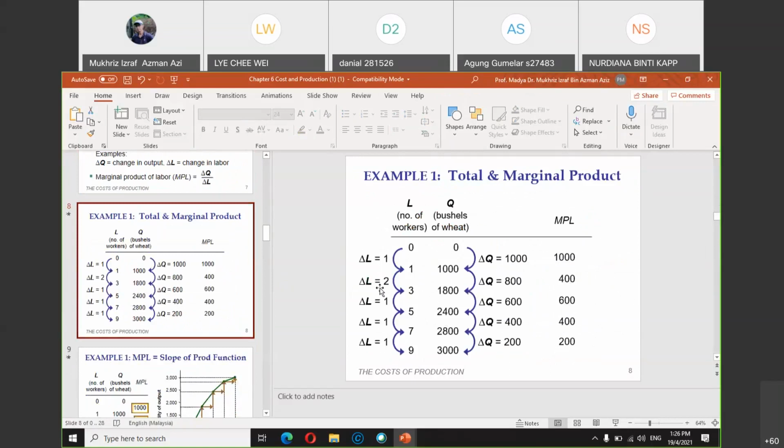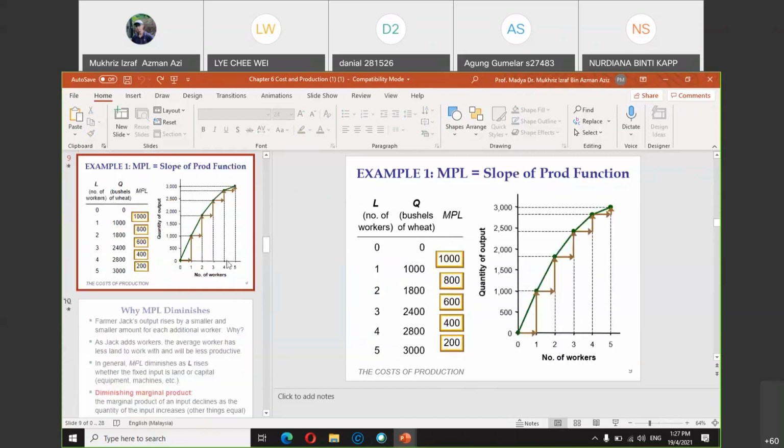So if the labor changes by 2 units at a time, 1, 3, 5, meaning you increase 2 labor at a time, the marginal product will be change in output divided by the change in labor. So 800 divided by 3 minus 1, 2, it should be 400. Of course, this is not the original example, but I just want to show you how MPL can change if you change the value of the labor here. So that is how you calculate MPL.